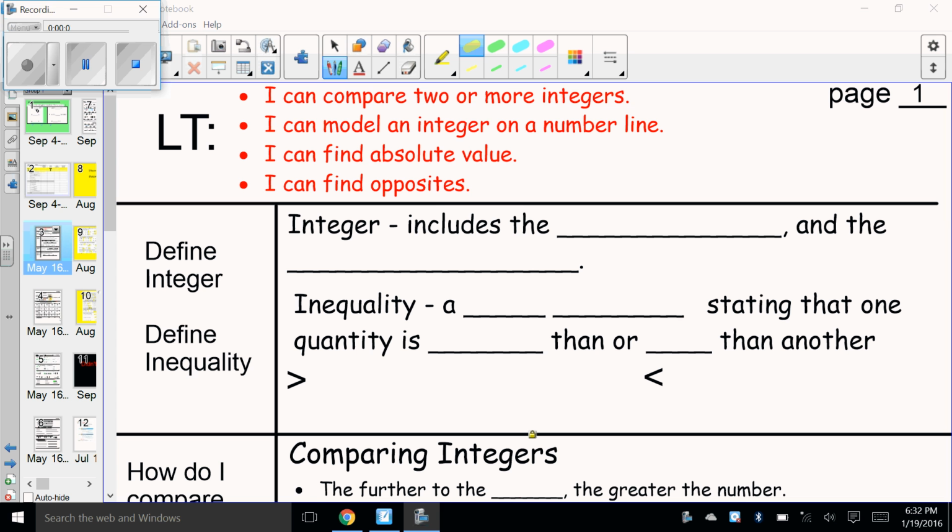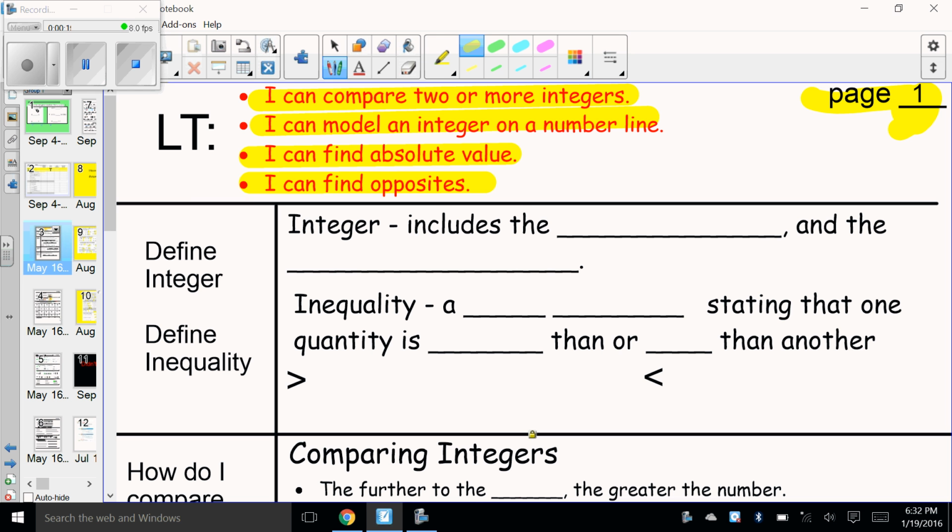Okay, seventh grade. So our learning target for today is I can compare two or more integers. I can model an integer on a number line. I can find the absolute value, and I can find opposites. So we have a lot going on today, but they're all under the category of integers. So we're going to talk about what an integer is to start.